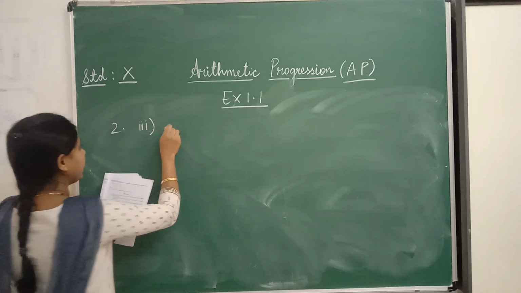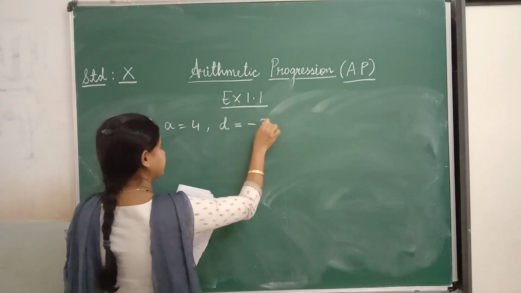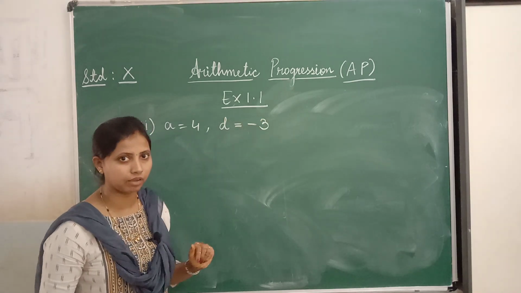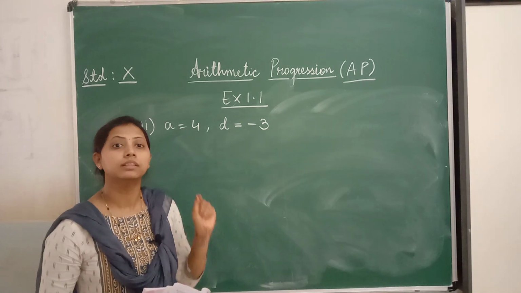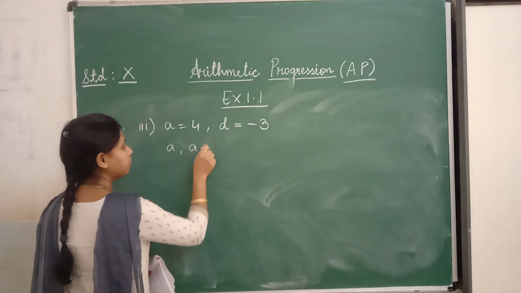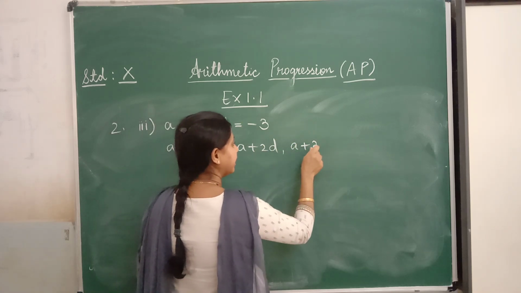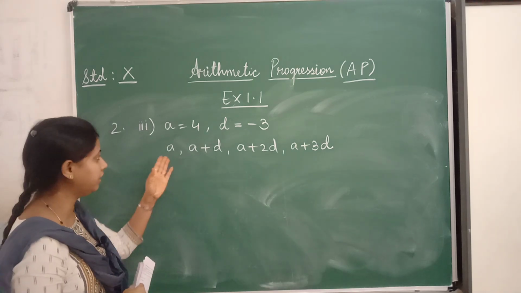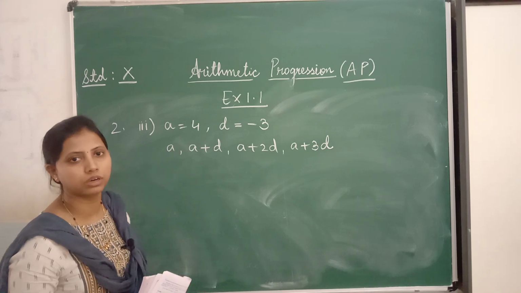Third one, A is given as 4, D is given as -3. First term is given, difference is given. You have to write the 4 terms of the AP. So what should be used here? The standard form of an AP should be used, that is A, A plus D, A plus 2D and A plus 3D. Yes, these will be the 4 terms of the AP. A is given, D is given. Substitute in this and find the 4 terms of the AP.